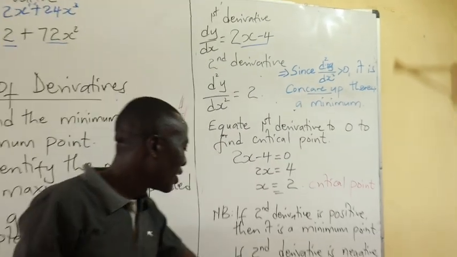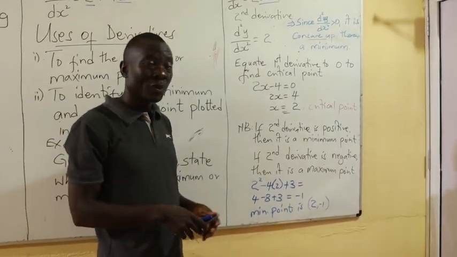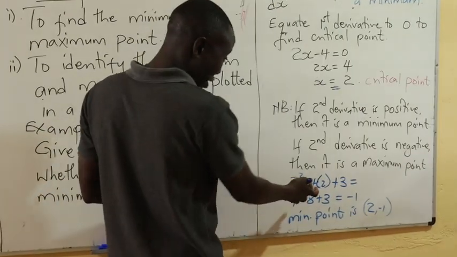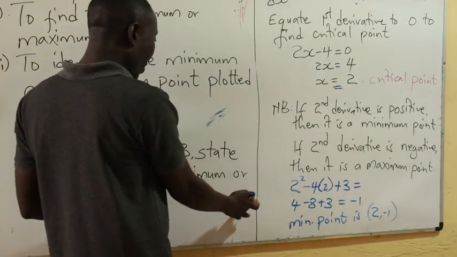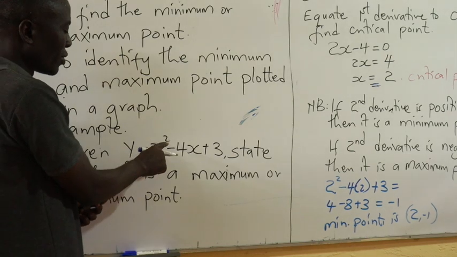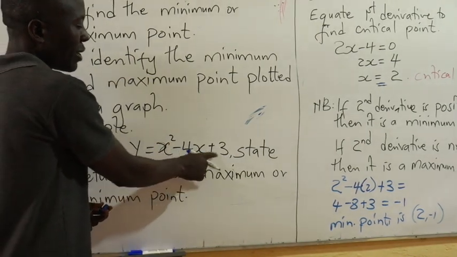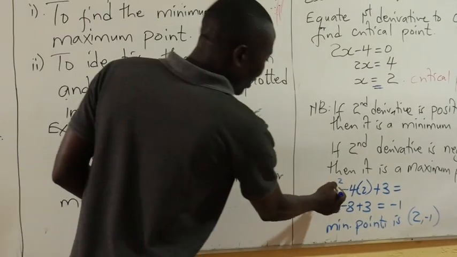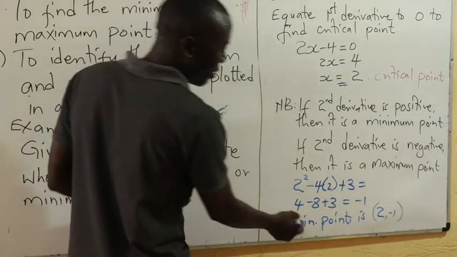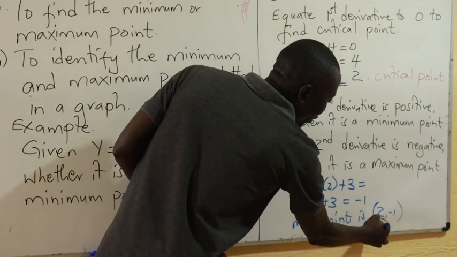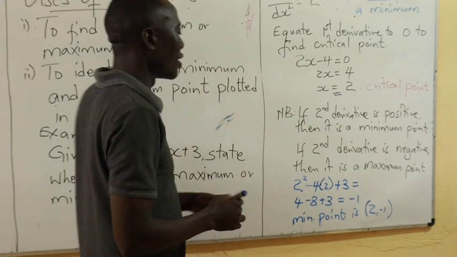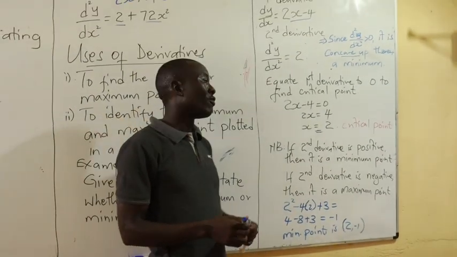If we want to get the coordinates for that particular minimum point, then we use that particular 2 we got here as the critical point, and we'll substitute it in the equation we had been given earlier on, y is equals to x squared minus 4x plus 3. When we substitute 2 in the place of x, eventually we arrive at minus 1. Therefore the coordinates for the minimum point are 2 and minus 1. The 2 is what we have gotten earlier on, and minus 1 is the other coordinate for y.